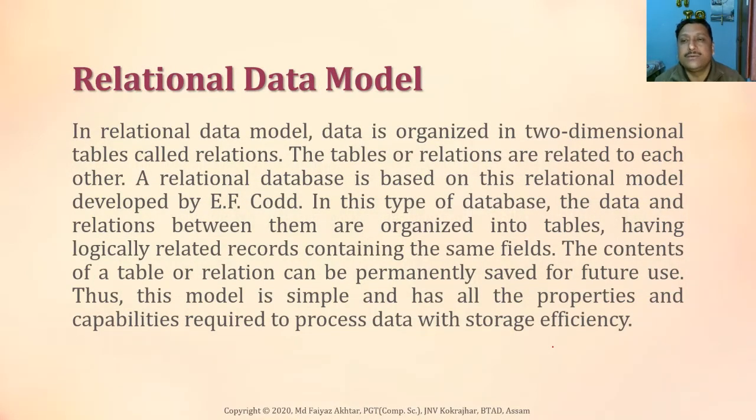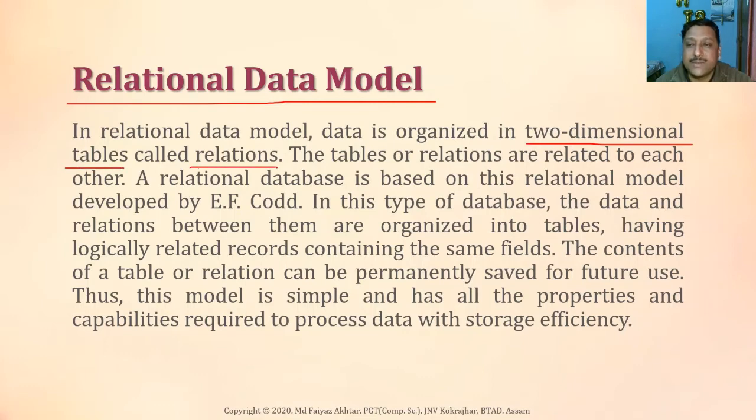So we are going to learn the relational data model, and this is the topic we have to learn in detail in this chapter. In a relational data model, data is organized in two-dimensional tables called relations. In tables we have to keep the information. Two-dimensional means there are rows and columns. The tables or relations are related to each other.